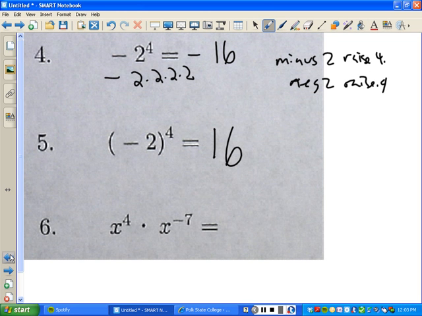What did you get here? x to the 4th times x to the negative 7 is x to the negative 3. Now, are you allowed to leave the negative exponent? You have to take that and move it. Good job, Antonio. 4 plus negative 7 is negative 3. And then x to the negative 3 is 1 over x to the 3rd.